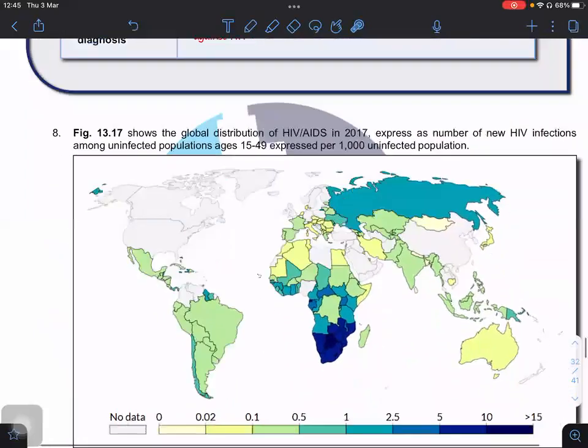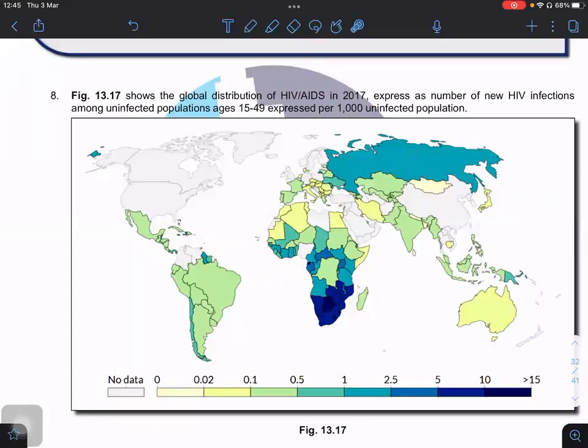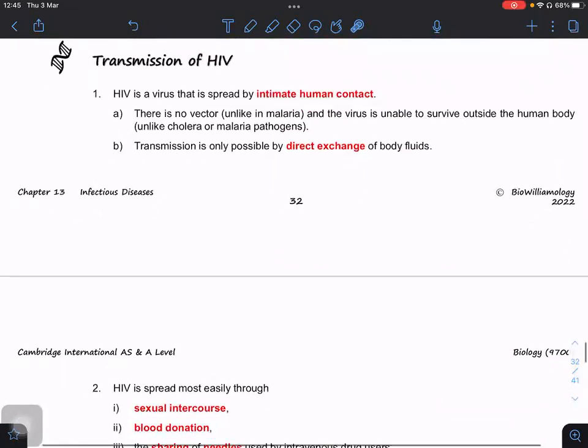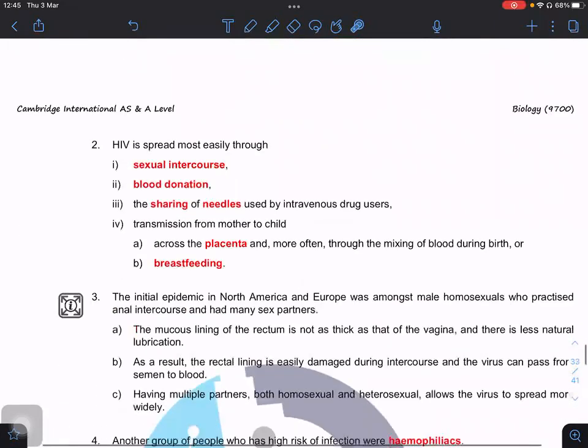So currently you can see the heat map. In this case, some countries have no data because they don't provide data, but you can see the higher cases are in Africa, where people are not really educated in this matter. So HIV is spread by intimate human contact, direct exchange of body fluid during sexual intercourse, blood donations, sharing of needles, across the placenta, and breastfeeding.